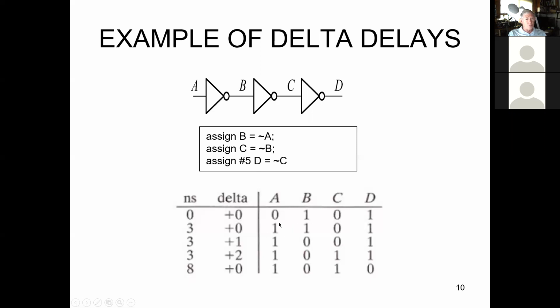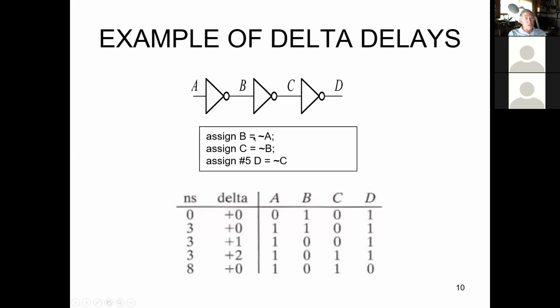So at this point, let's say at 3 nanoseconds, A changes. I'm sorry, it changes from 0 to 1. But B is still 1 because the delta delay has not expired. So now we go 3 plus 1 delta delay. Now B has responded to the change in A, and it's now 0. And then at 2 delta delays, C has responded to the change in B, and it's now 1.